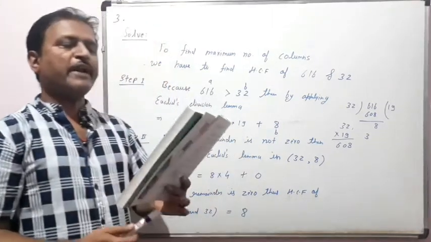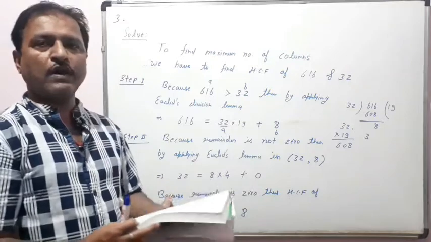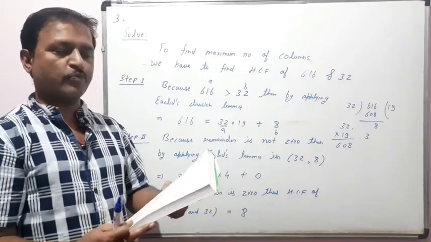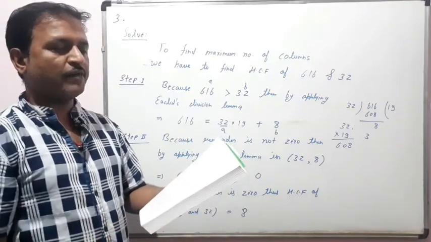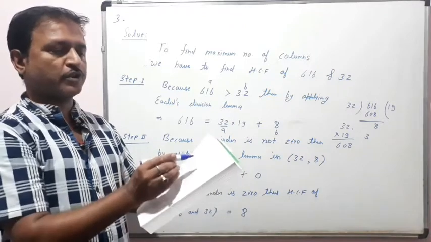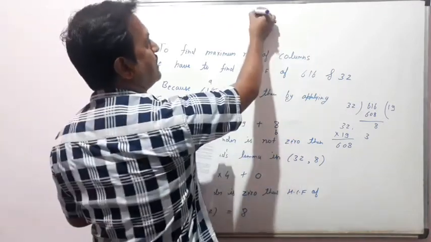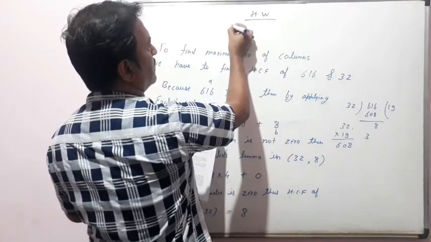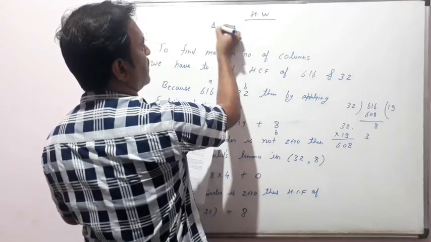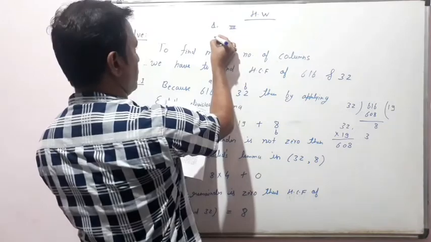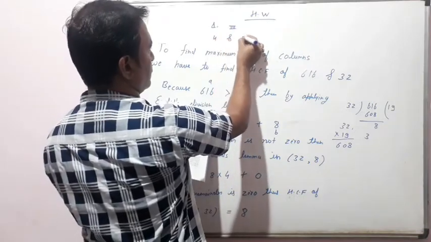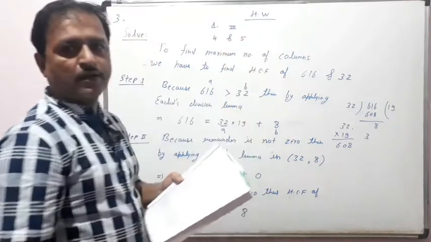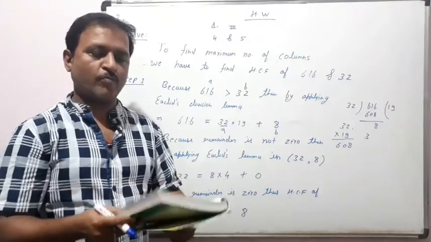See the remaining question number 4, question number 5 of exercise 1.1 and the third one of exercise first question. These are your homework. First question, third, question number 4 and question number 5 are your homework. Okay.